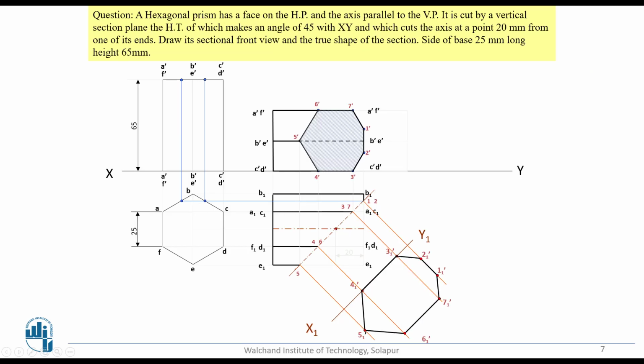Here the cutting point you are going to take. They have given this as 20 millimeter from one of its ends. So this is 20 millimeter from one of its ends. You have taken it, and then you are going to cut it making an angle of 45 degree. This is a 45 degree line. Similarly, as in the previous problem, this is one more additional problem.